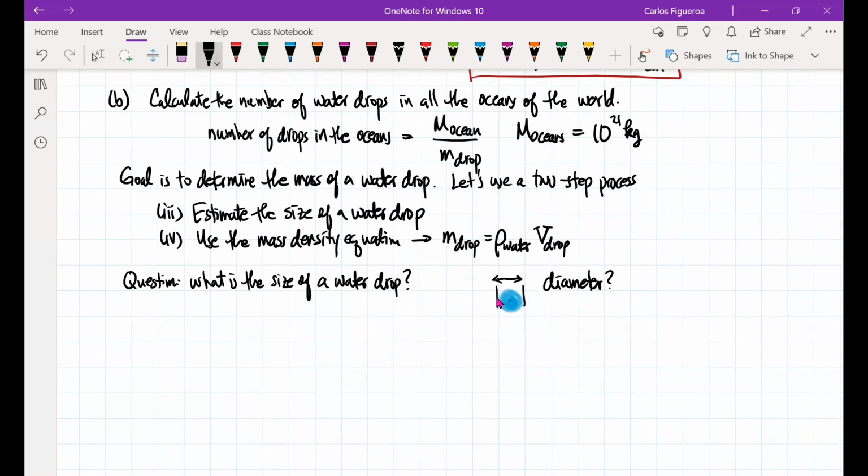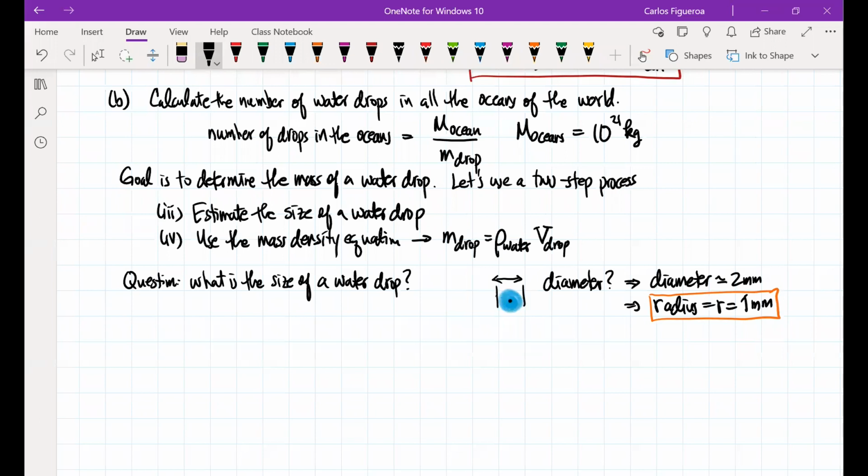Of course, the radius is half the diameter. So to make everything nice and easy, I'm going to say that the diameter is about 2 millimeters, which tells me that the radius R should be about 1 millimeter. So look how easy I tried to make this. It's an approximation.